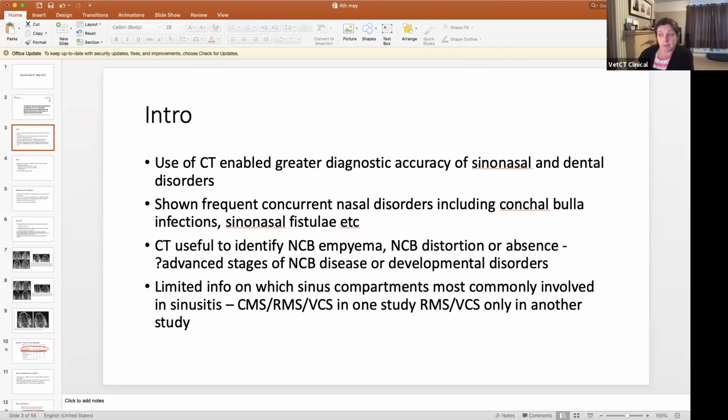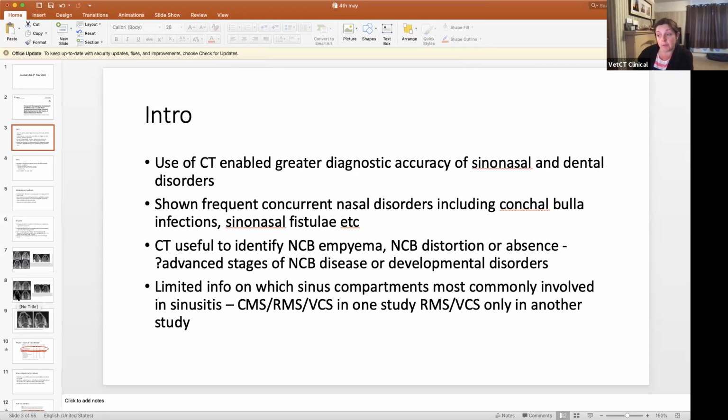And then they go on to talk about whether this distortion is a sequel to disease or whether actually it's a congenital abnormality, because you do see those horses that haven't got current sinonasal disease that have distortion or absence of the bullae. So that was one of their aims, to look at whether that could potentially be a sequel to disease, or whether it's a congenital or developmental disorder.